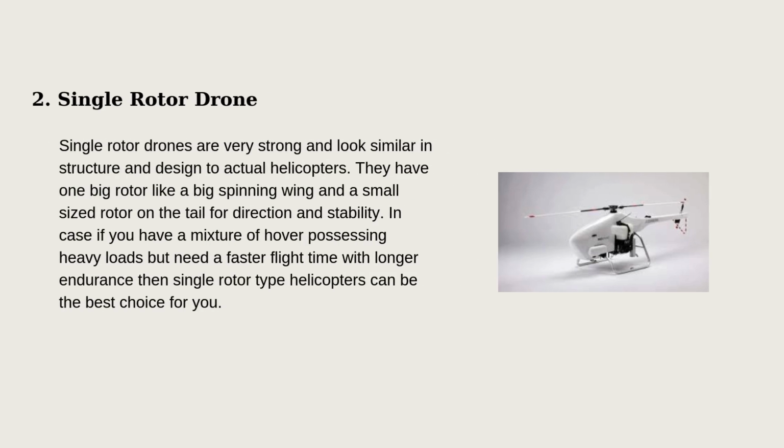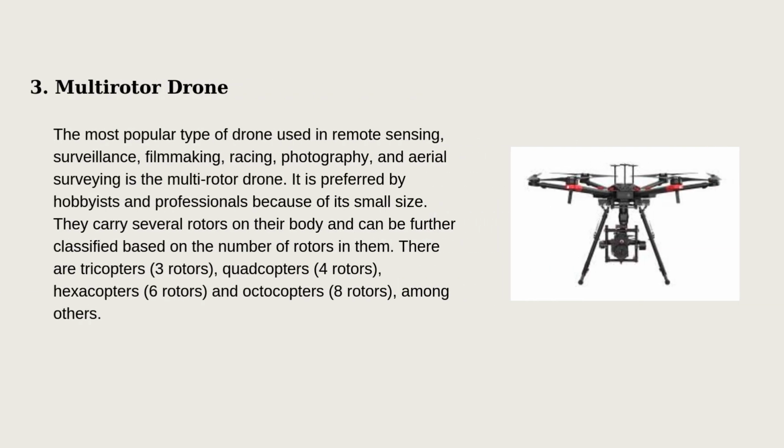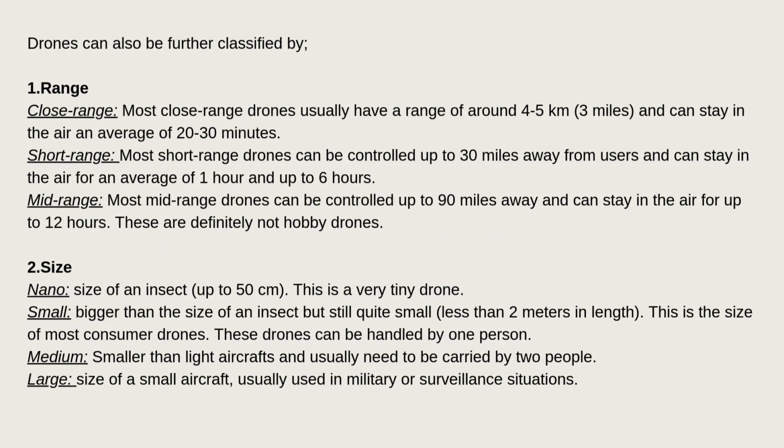Single-rotor drone. Single-rotor drones are very strong and look similar in structure and design to actual helicopters. They have one big rotor, like a big spinning wing, and a small-sized rotor on the tail for direction and stability. Multi-rotor drone. It is preferred by hobbyists and professionals because of its small size. They carry several rotors on their body and can be further classified based on the number of rotors in them.